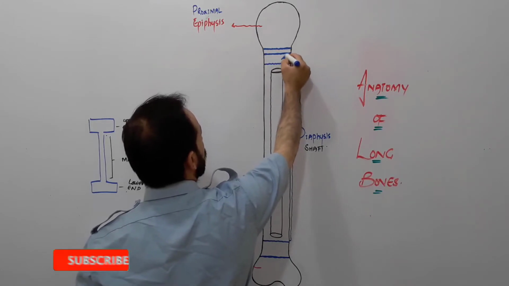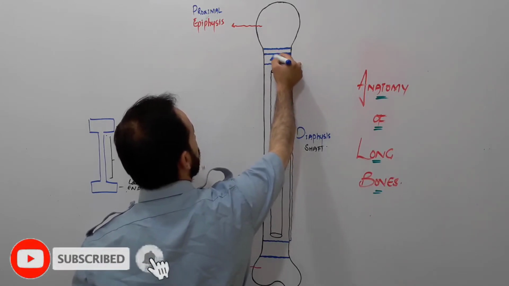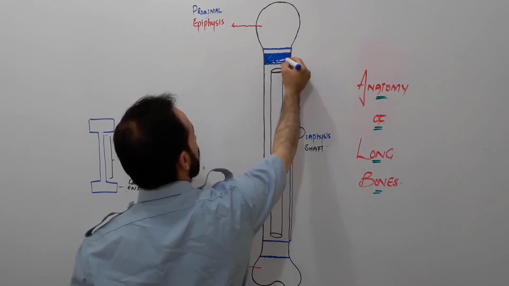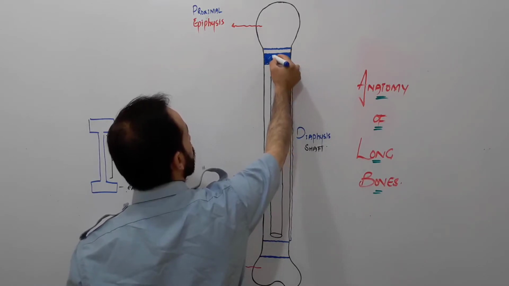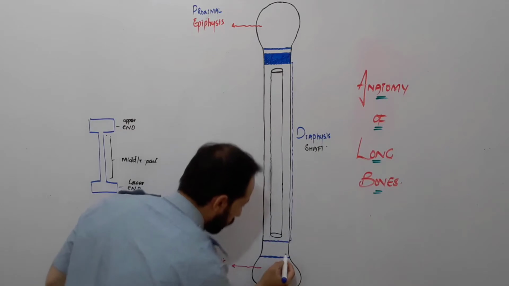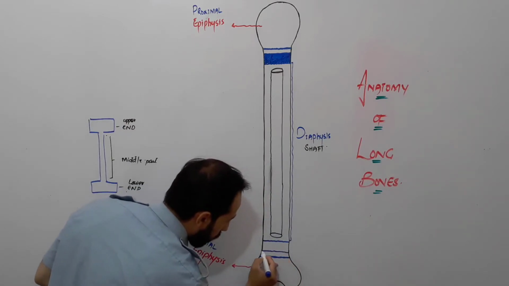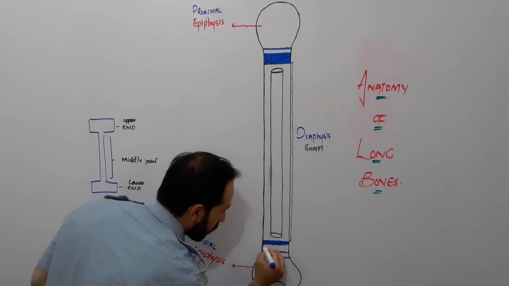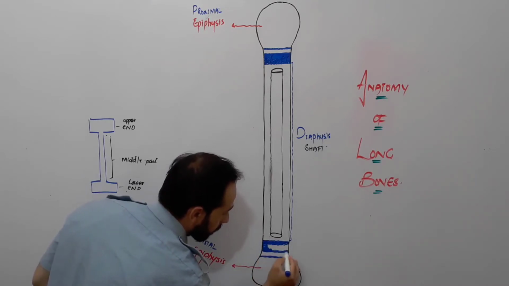So this will be the metaphysis of this long bone, right? I hope now you understand the metaphysis. What is metaphysis? Metaphysis means the part of the shaft which is near to the epiphysis. This part is called the metaphysis of the long bone.